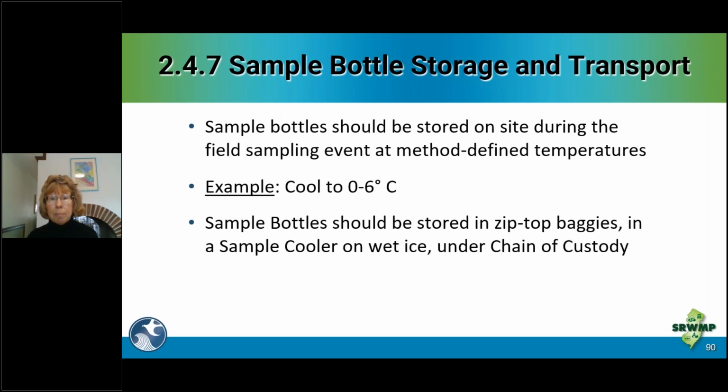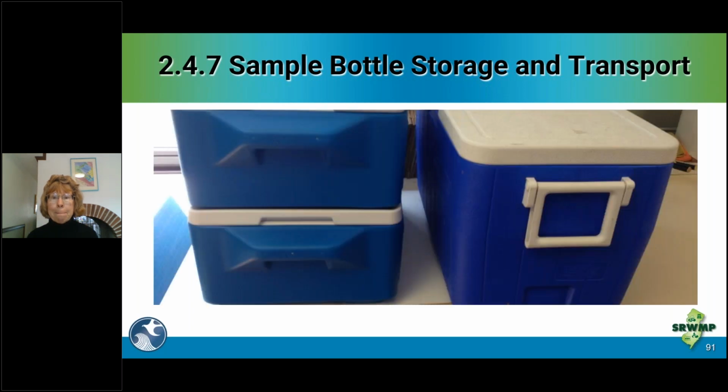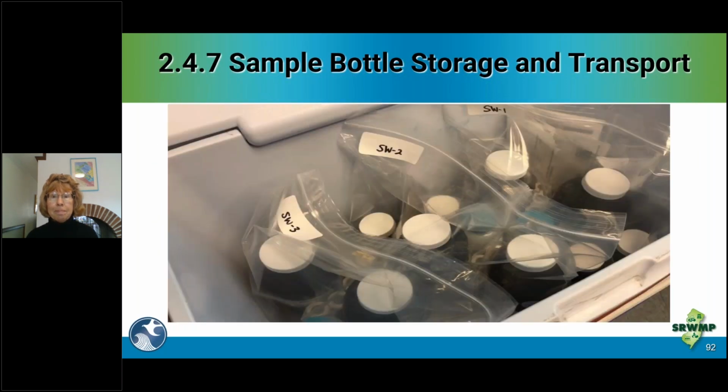Sample bottles are typically stored on site in a cooler at method-defined temperatures, in Ziploc baggies on wet ice, under chain of custody. An example would be cool that sample to 0 to 6 degrees centigrade. Next slide. Here we have a visual of the types of coolers, large and small, used for your sampling events. Next slide. And here we have a visual of the cooler opened with sampling kits packed, ready for shipment to the site. Next slide.